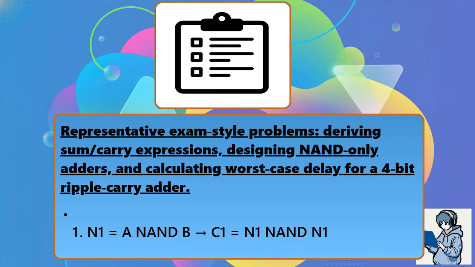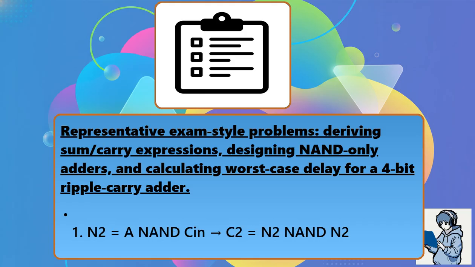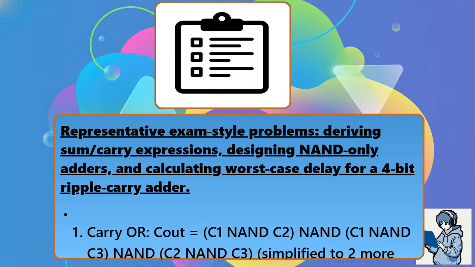Step 1: N1 equals A NAND B, yielding C1 equals N1 NAND N1. Step 2: N2 equals A NAND Cin, yielding C2 equals N2 NAND N2. Step 3: N3 equals B NAND Cin, yielding C3 equals N3 NAND N3. Step 4: carry OR. Cout equals (C1 NAND C2) NAND (C1 NAND C3) NAND (C2 NAND C3). Simplified to 2 more NANDs.